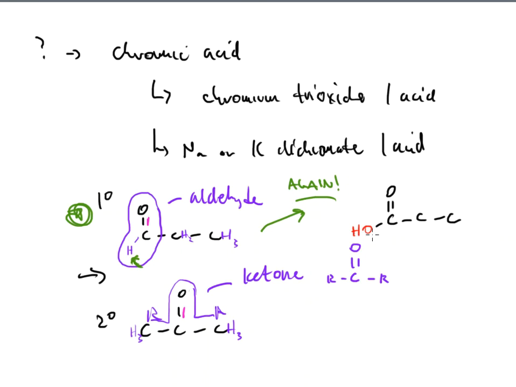Now you're looking at this OH group and you're saying, whoa, wait a minute, that's an alcohol. So we've started with an alcohol and then we've oxidized it to an aldehyde and now we're oxidizing it again back to an alcohol? The answer is no, not quite. That's not really an alcohol because that OH group is attached to a carbon with a double bond O. Just like this hydrogen was on a carbon with a double bond O. When this happens, this is a special type of functional group. It is not an alcohol. This is called a carboxylic acid.